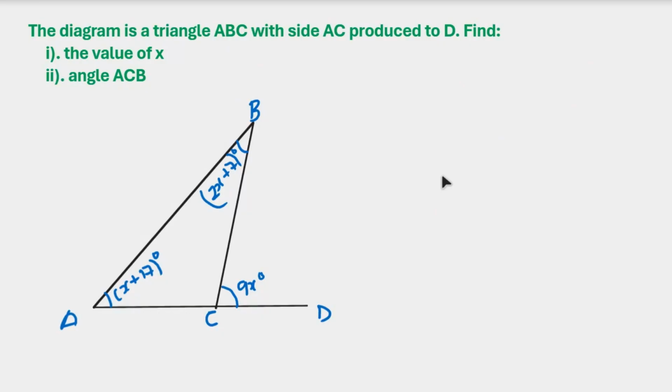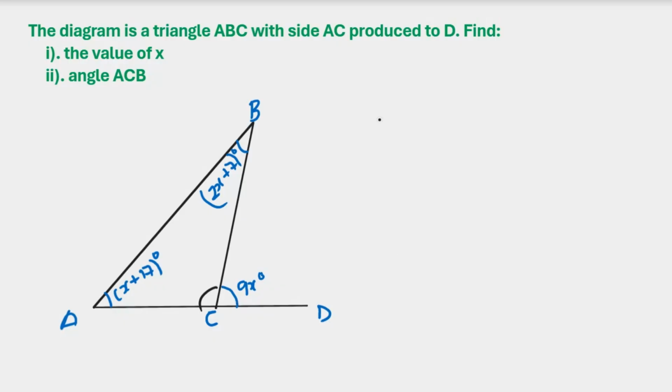So that's our next diagram, another interesting diagram. Let's see how we can solve the question. Let's read the question. The diagram is a triangle ABC, with side AC produced to D. That is side AC extended to D. That is true. We have to find the value of x, and we have to also find the angle ACB. ACB, that is this angle. How do we go about it?